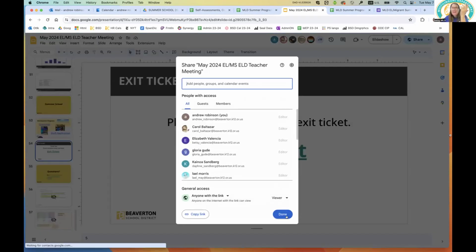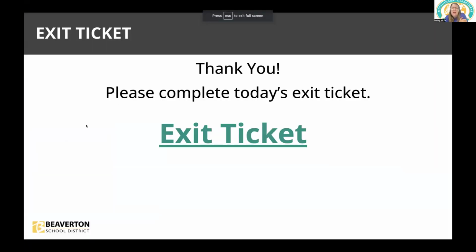And the exit ticket. It's time to do an exit ticket. So if you all wouldn't mind doing that. And then I'm seeing all the notes on Lexia.